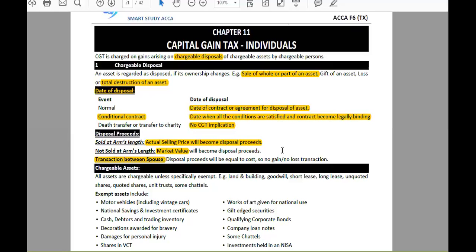So students, if there is a transaction between husband and wife, we will ignore the selling price, even though husband and wife are selling the asset at market value. In case of transactions between husband and wife, we will ignore the selling price. In that case, disposal proceeds will be equal to cost. So there will be no gain, no loss.